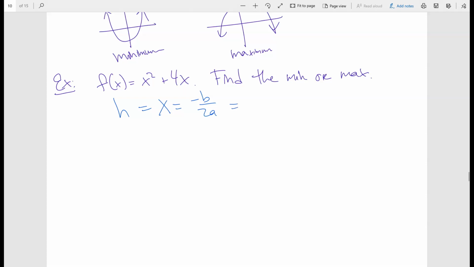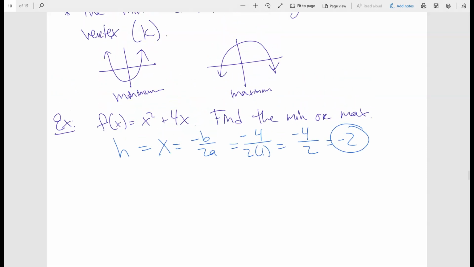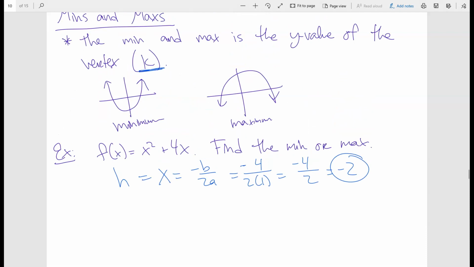So b, in this case, is a 4. There's a negative there. 2 times 1. It's going to give me negative 4 over 2. That gives me negative 2. This is not the answer, because now, remember, the minimum or the maximum is going to be the k value. So k in this case is going to be plugging it back in there.